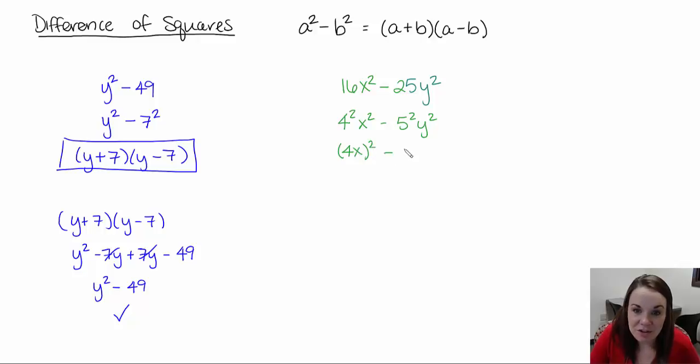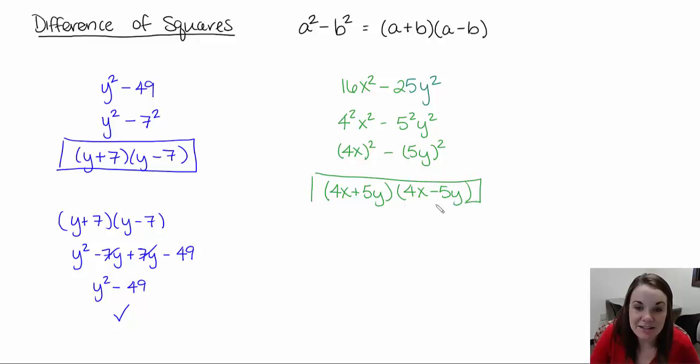Based on our rules of algebra that we know, I can do this, and this means the same thing as the previous line. And now it actually has our format a squared minus b squared. So I can rewrite this as 4x plus 5y times 4x minus 5y. And this then is our answer, our fully factored form of our problem.